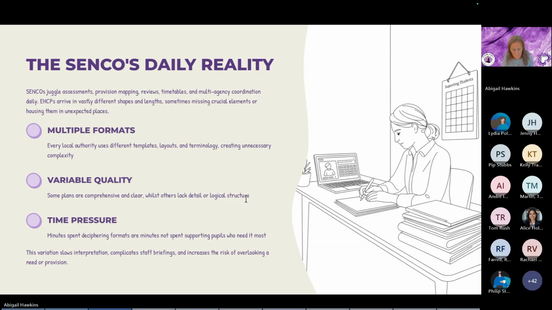Lots of our EHCPs have a variable quality. Some are very comprehensive and clear, and others are, what's the word? Woolly. A little bit woolly, a little bit soggy, a little bit lacking in logical structure. Kind of makes you wonder where they were written. And actually at that point, I do wonder if AI could do a better job of it, if I'm perfectly honest. It might at least stick it in an order that we could make sense of. We're spending too much time deciphering it and picking the bits out, and that just slows everything down.